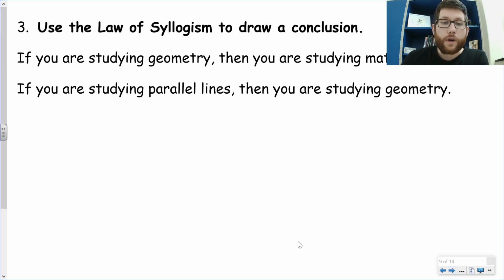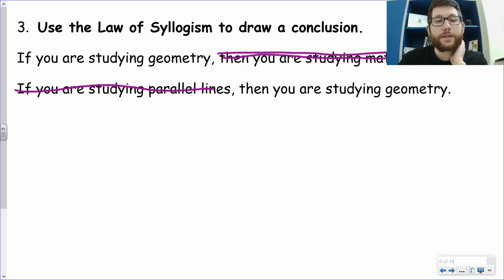Now let's look at 1 or 2 cases where this might be a little trickier. Let's look at this one. If you are studying geometry, then you're studying math. If you're studying parallel lines, then you're studying geometry. Now, this is the temptation. This is what some students do. They say, oh, I always cross out these 2, and then I'll see what I have left over. And their final answer is, if you're studying geometry, then you're studying geometry. Well, wait a second. That doesn't make any sense.